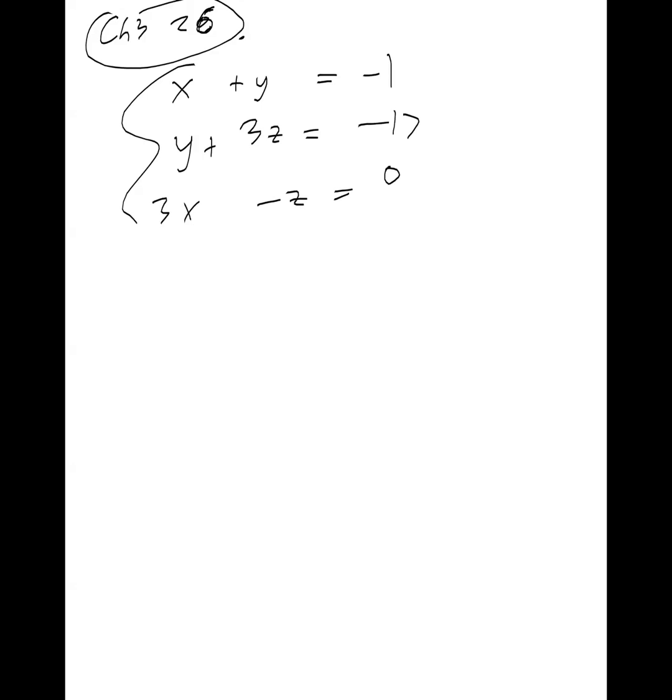Now we're going to change that into a matrix. So 1x, 1y. But there's no z, so we have to write 0 for the z, and then equals -1. Then we have 0x, 1y, 3z, -17. 3x, 0y, -1z. And then 0, right?